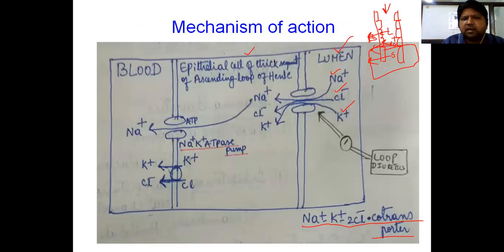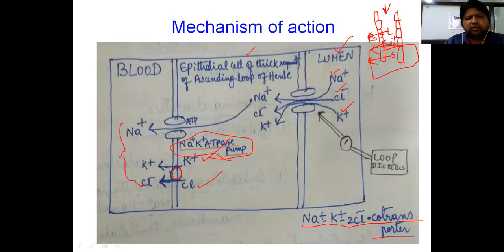So from the lumen, ions like sodium, chloride and potassium will enter into the epithelial cell of the thick segment of the ascending limb of the loop of Henle. From there, ions, especially sodium, will enter into the blood. I can say that sodium is absorbed into the blood with the help of this sodium pump, called the sodium potassium ATPase pump. And the remaining ions, potassium and chloride, are absorbed by a symporter, which carries two substances in the same direction. So this is how sodium, potassium and chloride are reabsorbed into the blood.